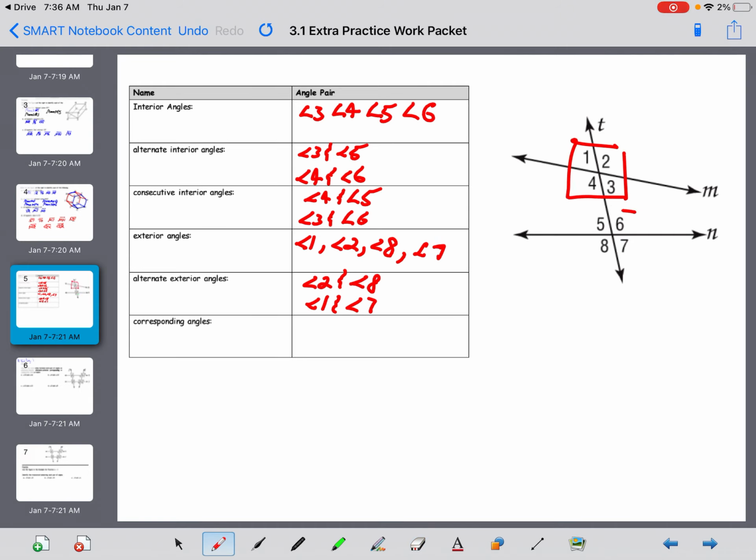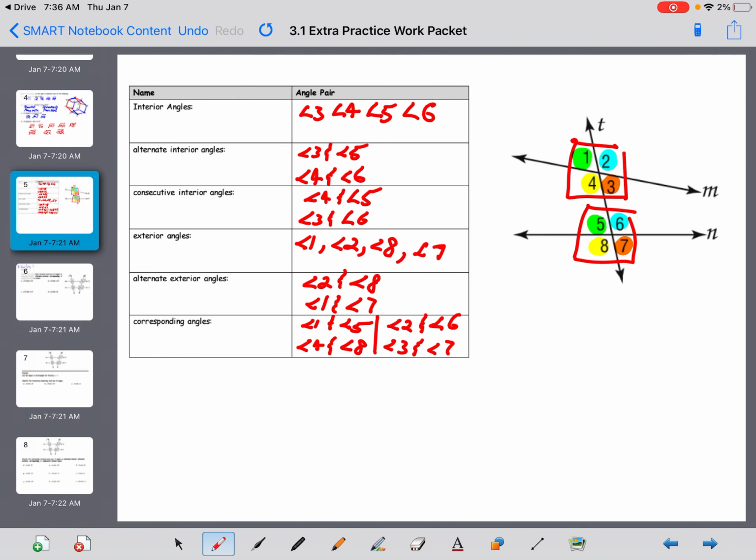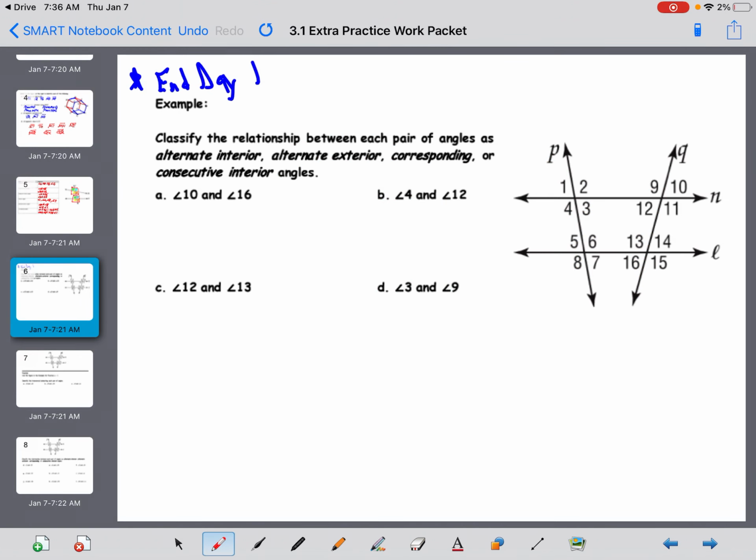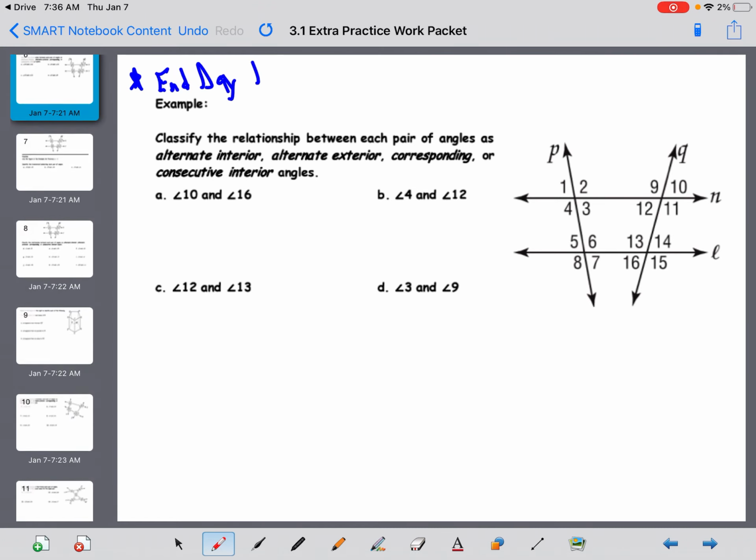Corresponding angles, well, that's the one I told you where we draw our box and correspondings are in the same spot as each other. So here are our corresponding angles. So 1 and 5. Angle 4 and 8. Angle 2 and 6. And angle 3 and 7. Okay, so this will be our last page for today, and we'll resume the rest tomorrow.